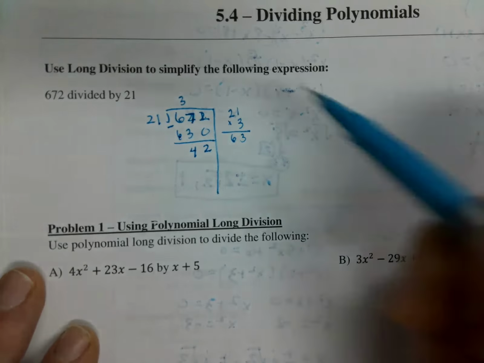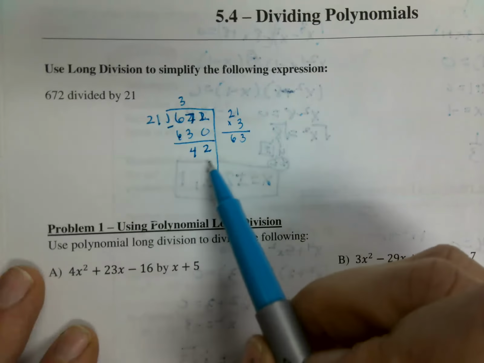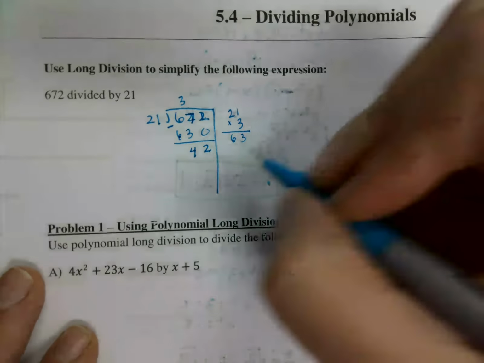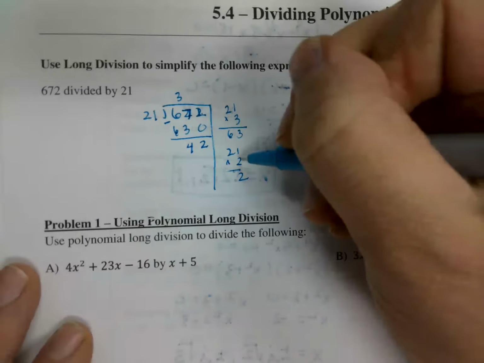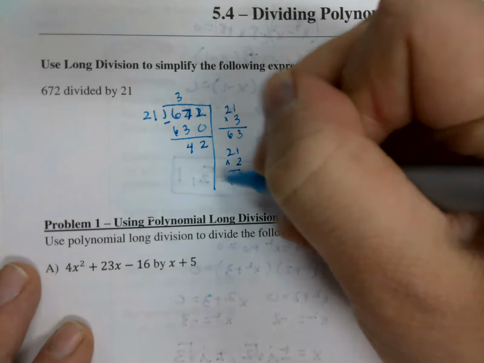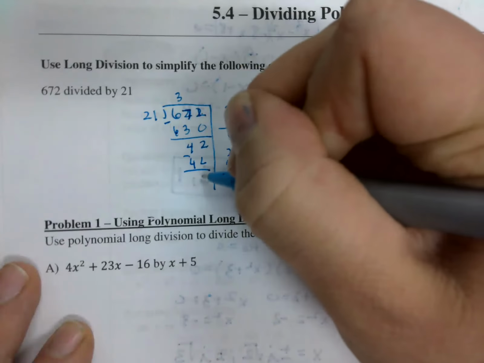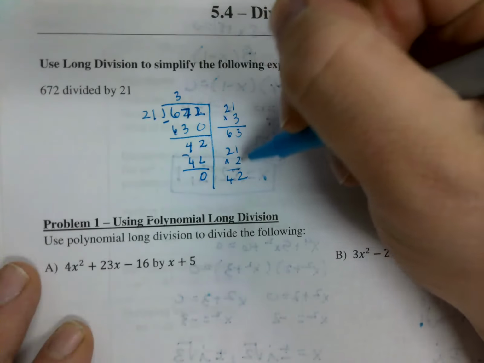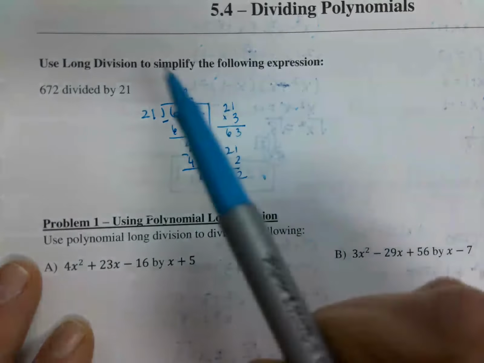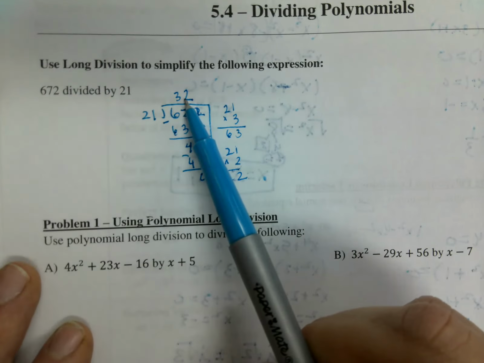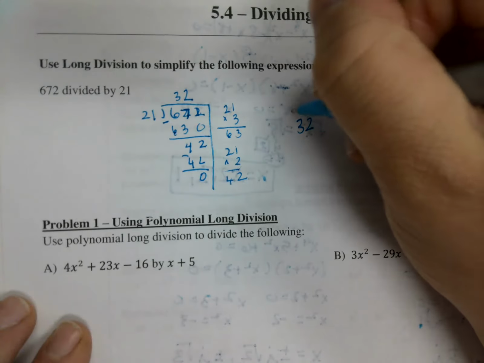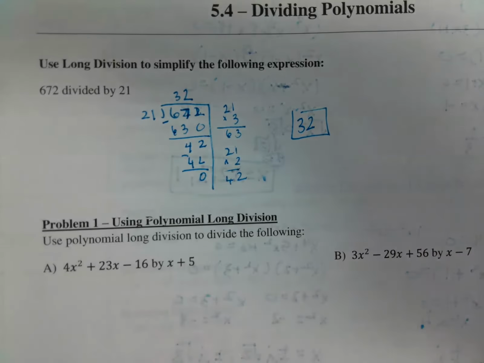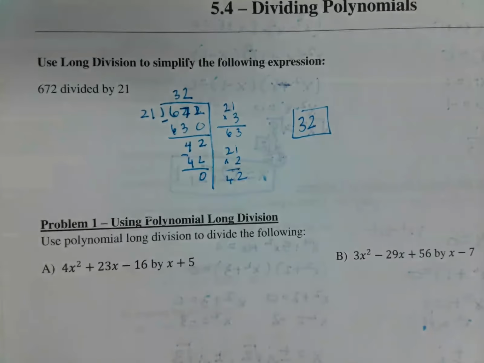Now I'm thinking how many times does 21 go into 42? So that would be 2. 21 times 2. 2 times 1 is 2, 2 times 2 is 4. So 42, I subtract, I get 0. So this is the 2 right here. So if I were to do 21 times 32, I would get 672. So my answer here would be 32. 672 divided by 21 is 32.